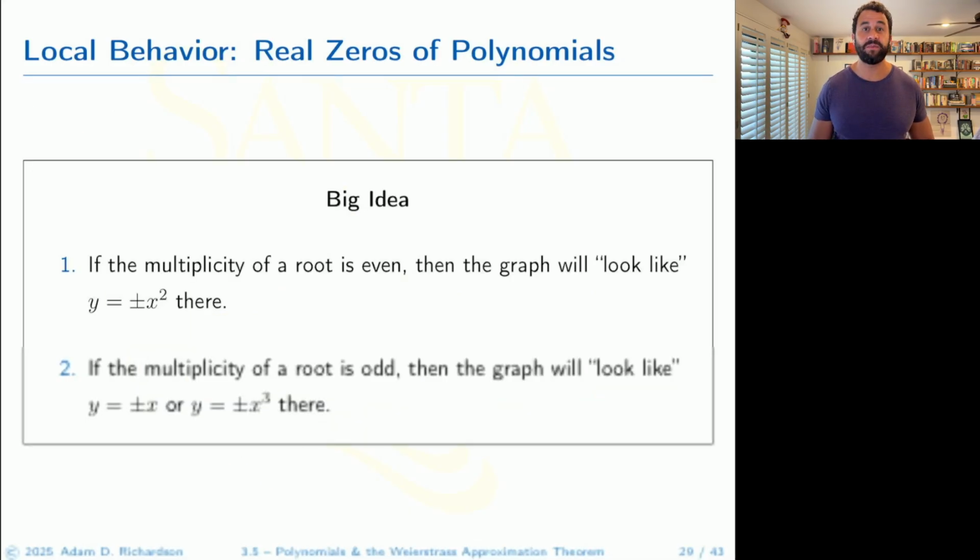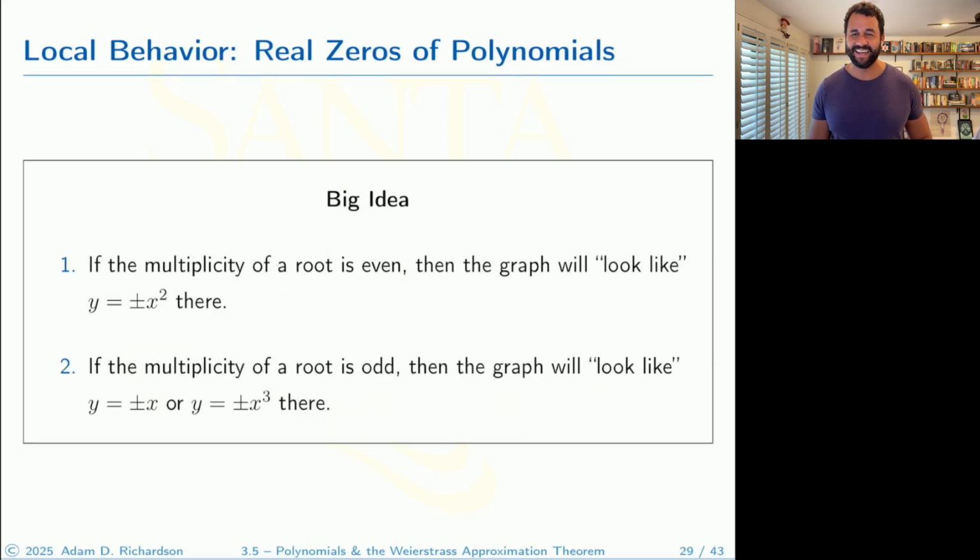All right. So what's the big idea? The big idea is that if you want to know what the graph looks like, roughly speaking, if the multiplicity of the root is even, then the graph will look like plus or minus x squared there. It's either going to look like a parabola, maybe squished, right? It'll look like it opens up or opens down when you're near that point. If the multiplicity is odd, then it's either going to look like plus or minus x, just the diagonal, or plus or minus x cubed.